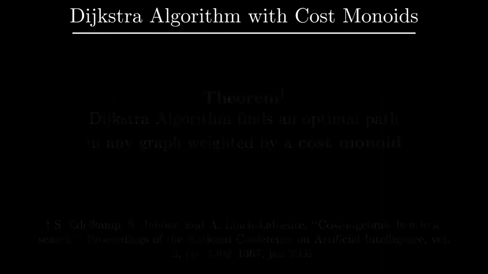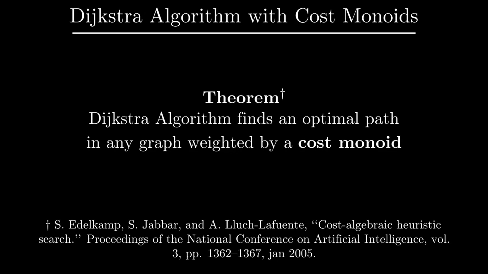The importance of the concept of the cost monoid is highlighted by the following theorem, which appeared in the reference at the bottom of this slide. It turns out that the Dijkstra algorithm will always succeed in finding an optimal path between any two vertices as long as cost values form a cost monoid. As a matter of fact, many other classical algorithms in motion planning will work with cost monoids in place of positive real-valued costs, but this discussion is out of the scope of this conversation.